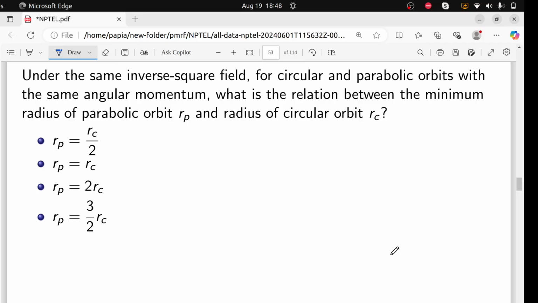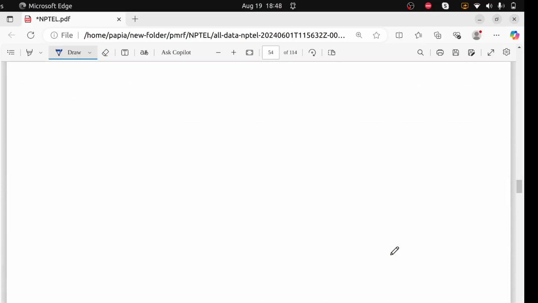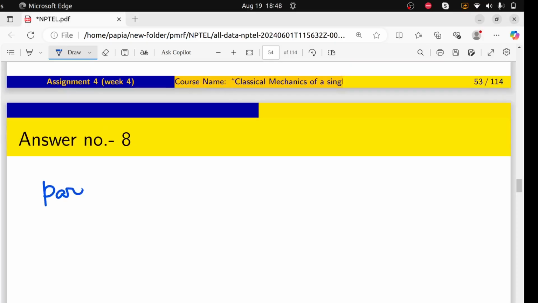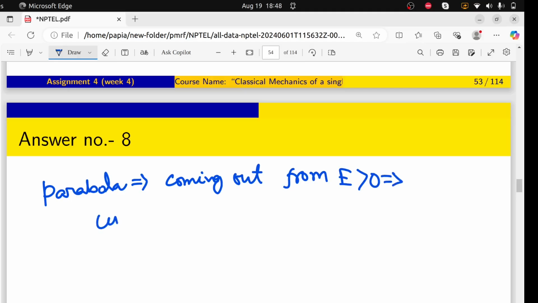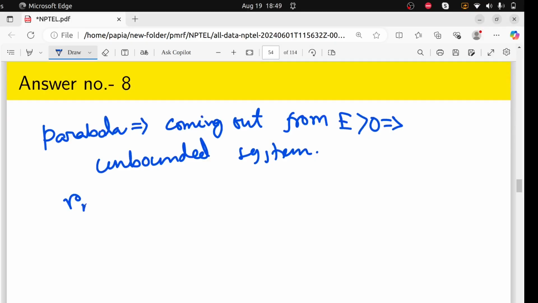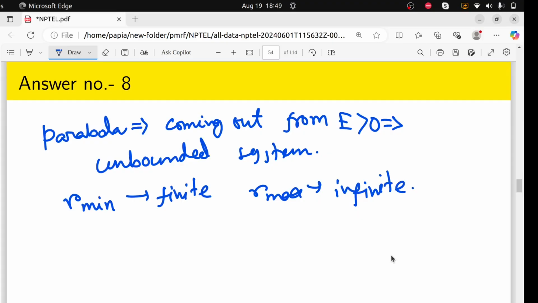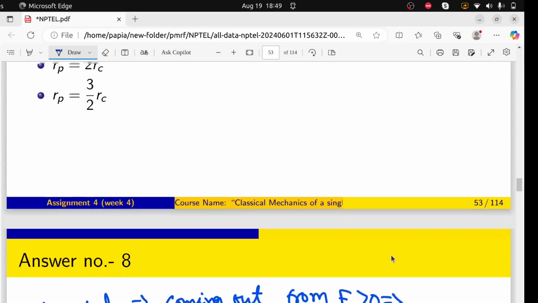Okay. So first of all, parabola means it is coming out from E greater than 0, but it is an unbounded system. So for an unbounded system, the parabola will have only R minimum finite, but R max is infinite. Okay, now come to the question.